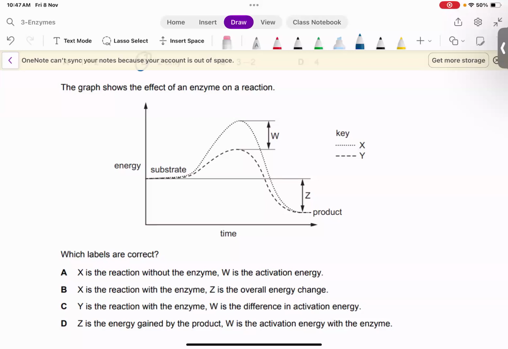Why not A? Because W is the difference between the activation energies and X has a high activation. W is basically the difference between two activation energies. So W is not the activation energy. W is the difference in the activation energy. Okay, so that's why A is not a correct choice. Why is B not a correct choice? Z is basically the enthalpy change.